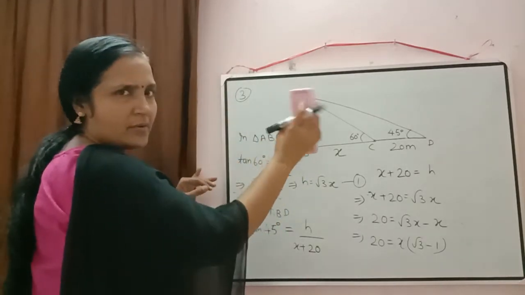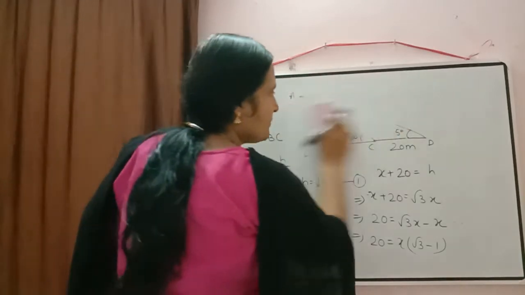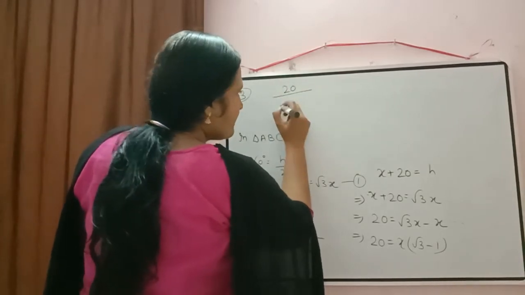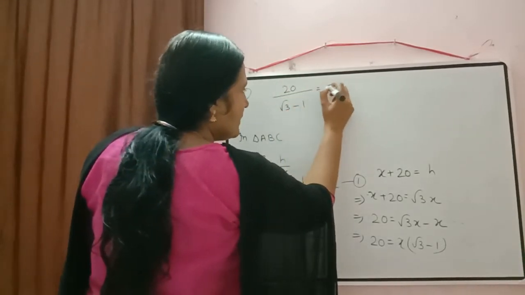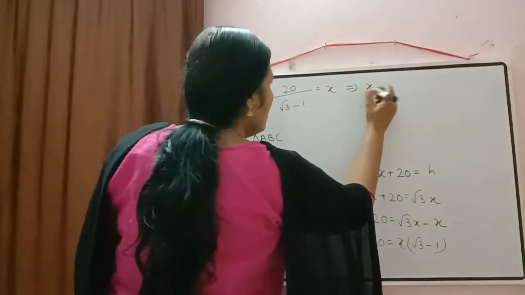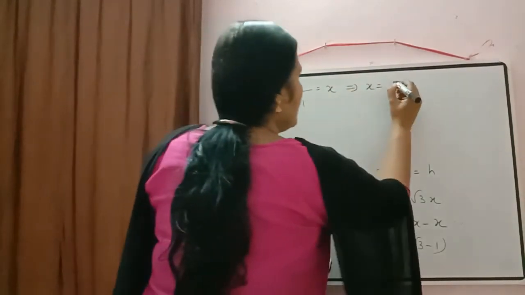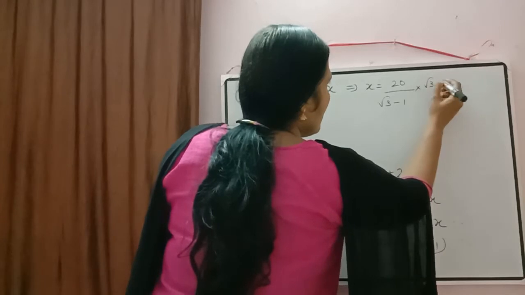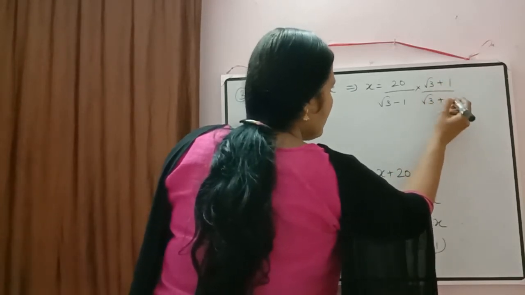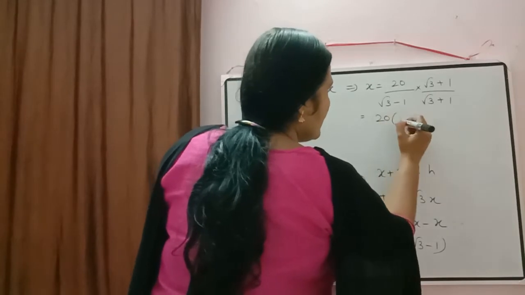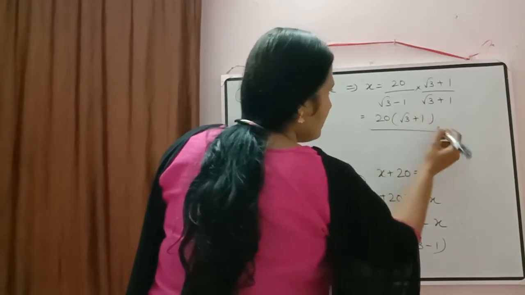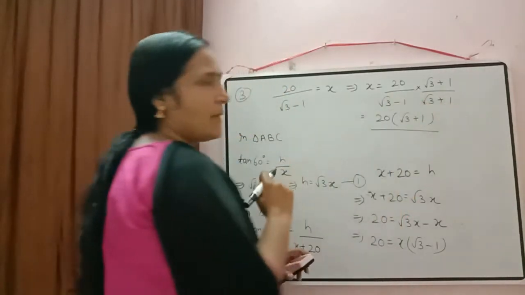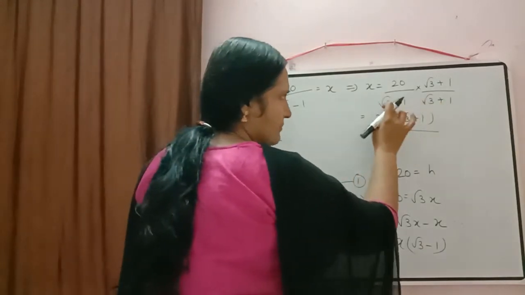Now here the diagram is not required. I think you all have the diagram with you. Okay. So now we are getting 20 by root 3 minus 1 is equal to x. Now what will we do? Yes, we will rationalize the denominator. Then we will get 20 by root 3 minus 1 into root 3 plus 1 by root 3 plus 1. Then it will come 20 into root 3 plus 1 by, here it is in the form of the identity a minus b into a plus b. Then we will get a square minus b square.